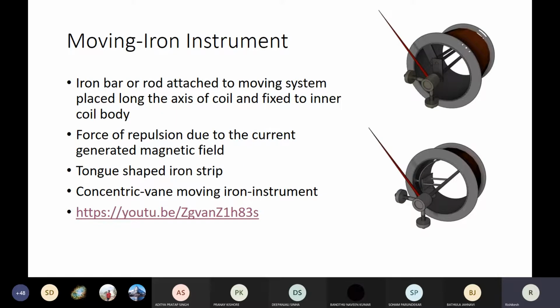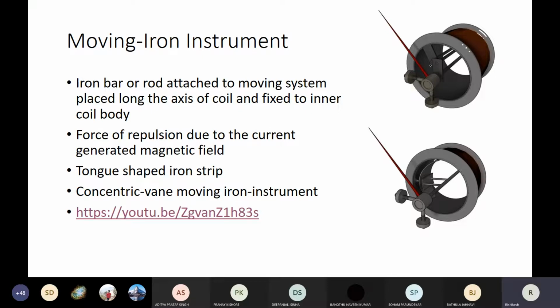In this case, you can see that there are iron bars or rods attached to the moving system, placed along the axis of the coil. As you can see, these are the iron bars. One is fixed to the inner coil of the body, and the other is moving along with the pointer, which is attached to this axis of the coil.